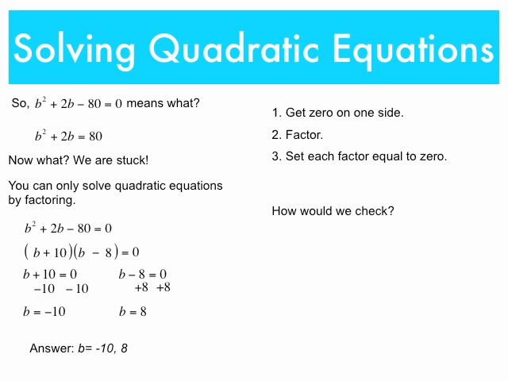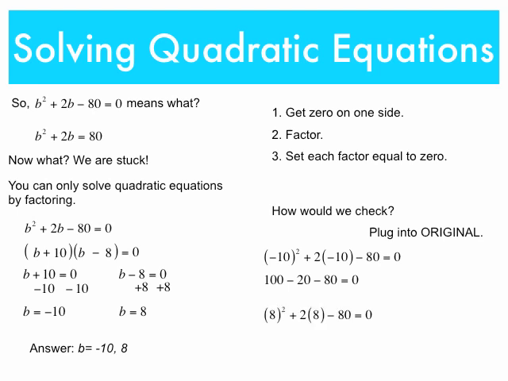How would you check? You'd plug it into the original equation. So I'd take -10, put it everywhere that the b is. Make sure you're using your original equation. That would give you 100 minus 20 minus 80, which equals 0. So -10 is an answer. If I put in 8, then I'll have 64 plus 16, that's 80, minus 80, that also equals 0. So both of those are answers to my equation.